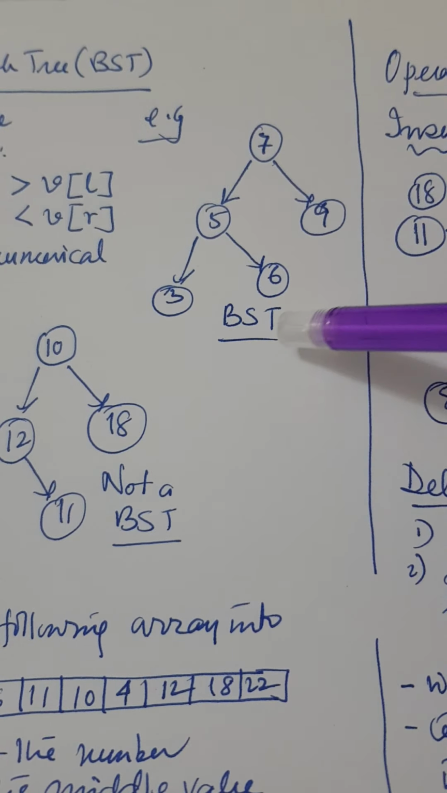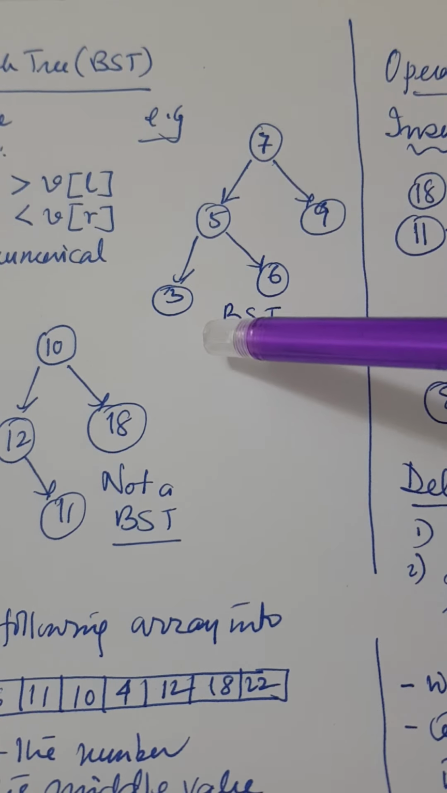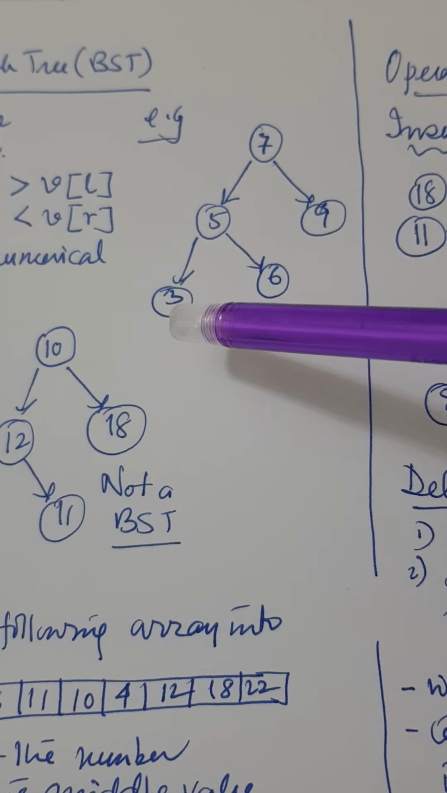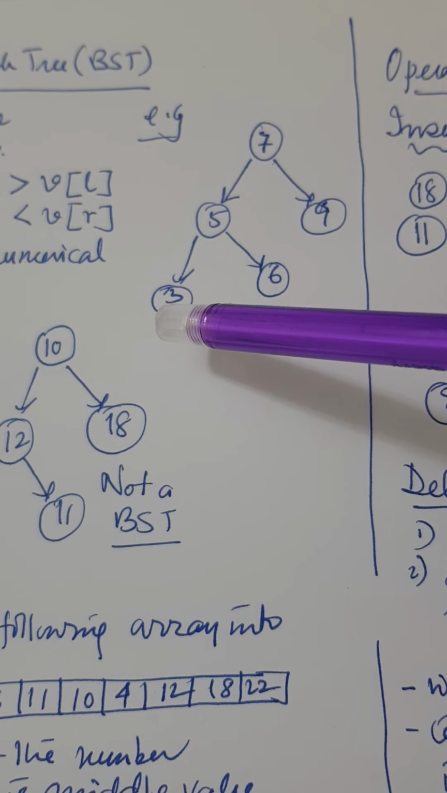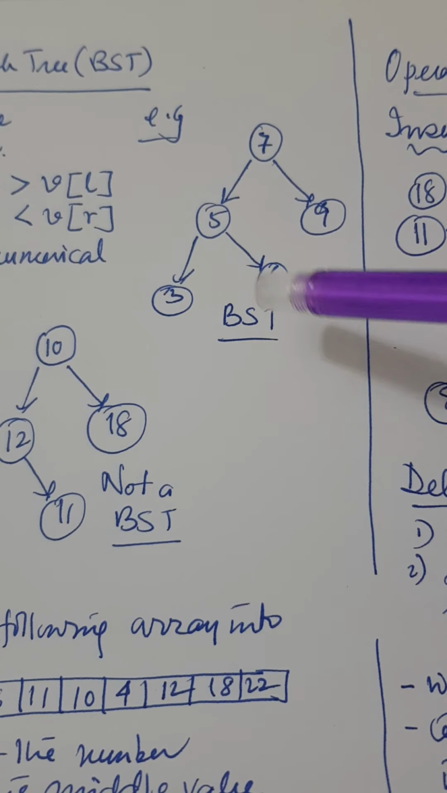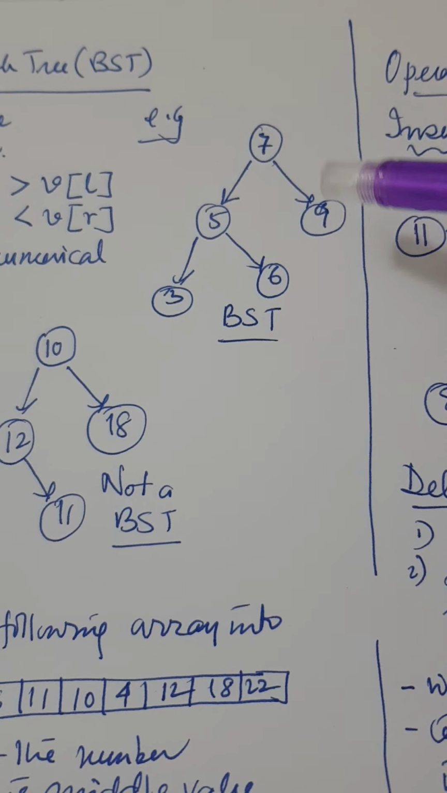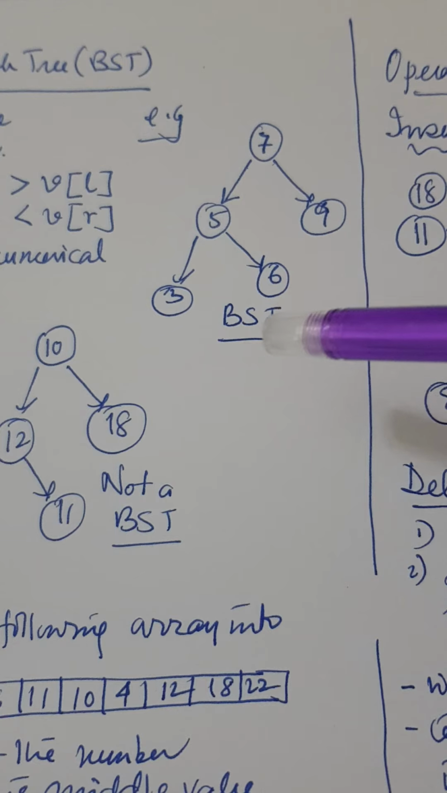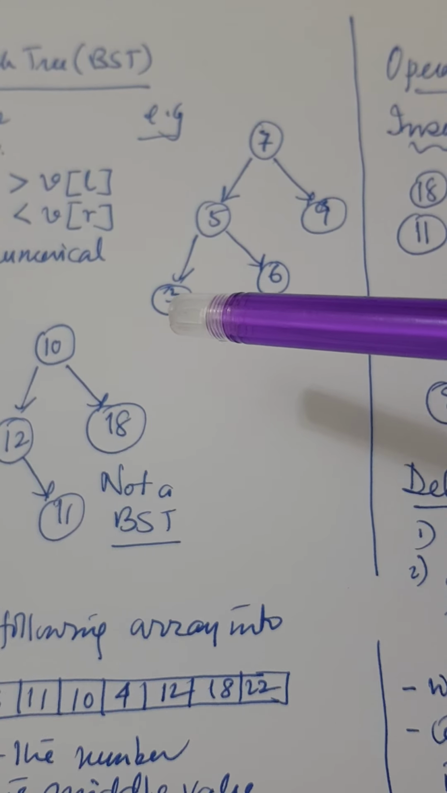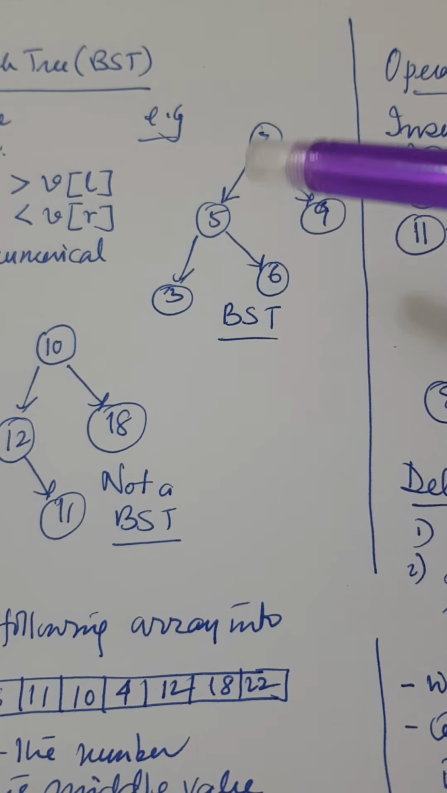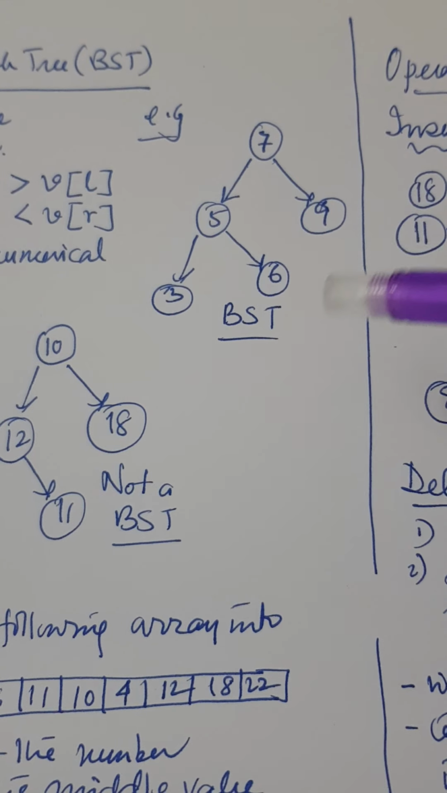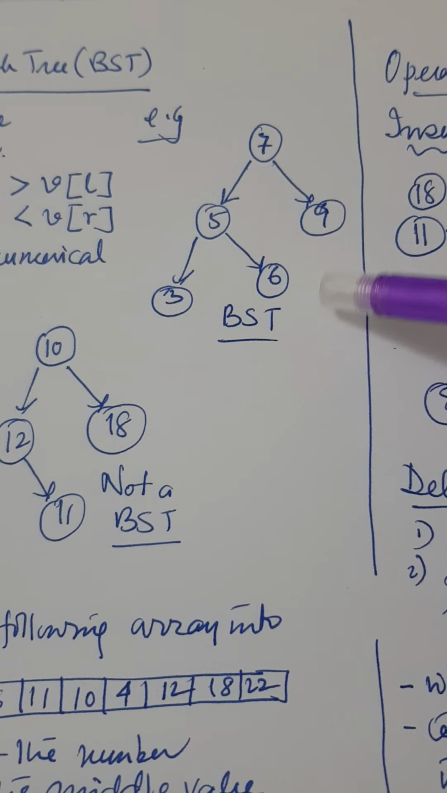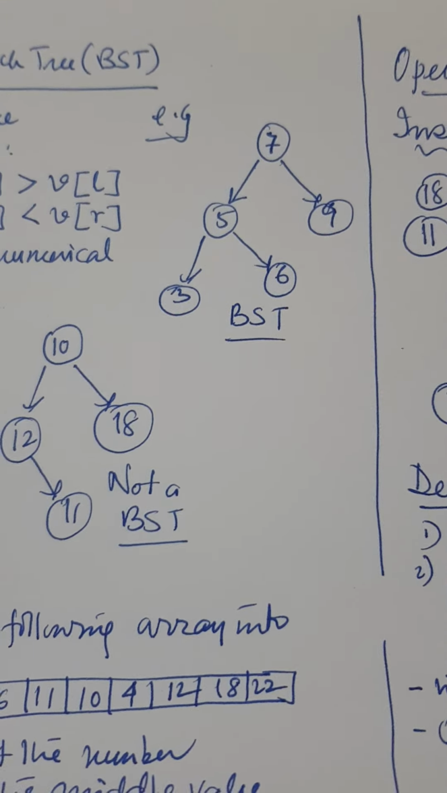If we go for in order traversal, in order means left, node, and right. So if you traverse this binary search tree using in order traversal, how are you going to write it? You say 3, 5, 6, 7, 9. That means the numbers are automatically sorted. So for any binary search tree, if you do in order traversal, it will be automatically sorted.